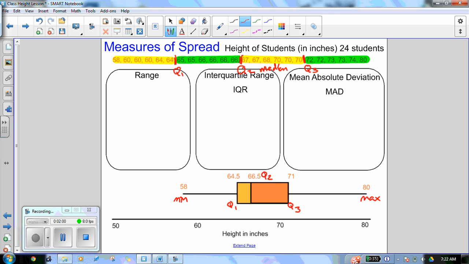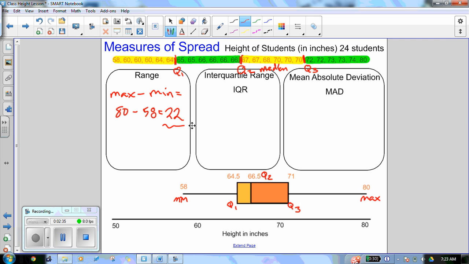So the range is the overall spread of the entire set of data. So we simply take the max minus the min and calculate. In this case, we have 80 minus 58, and we're going to get 22. So we would say that the overall range or the spread of this data is 22. The difference between the tallest and the shortest is 22 inches. So that's what we're looking at there.